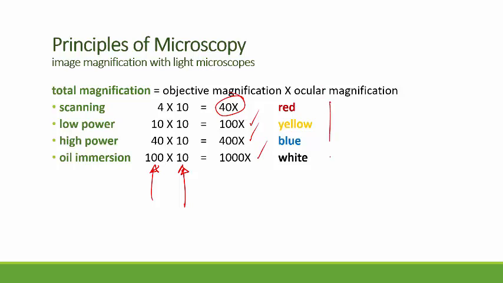And they are also coded by color. Red for the scanning lens, yellow for the low power, blue for the high power, and white for the oil immersion lens. Okay, so there you have it.